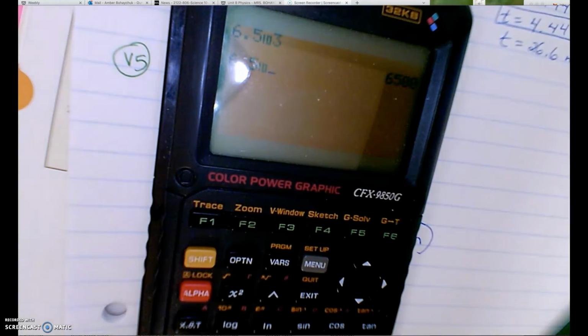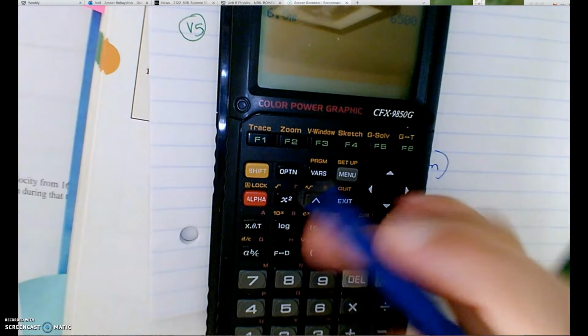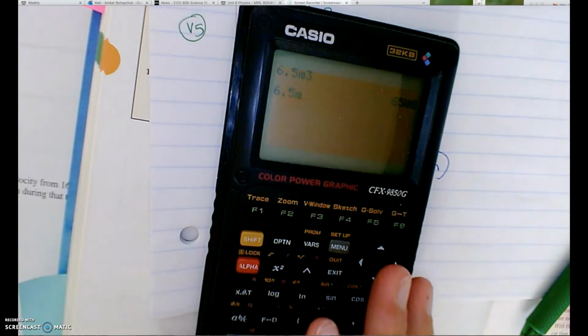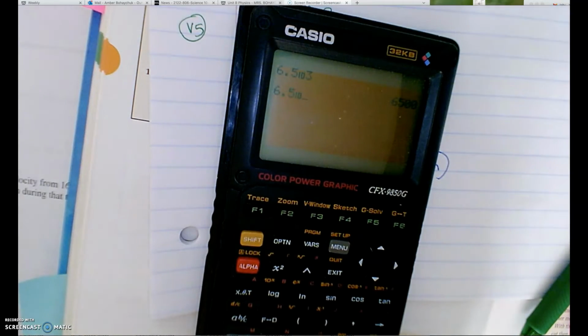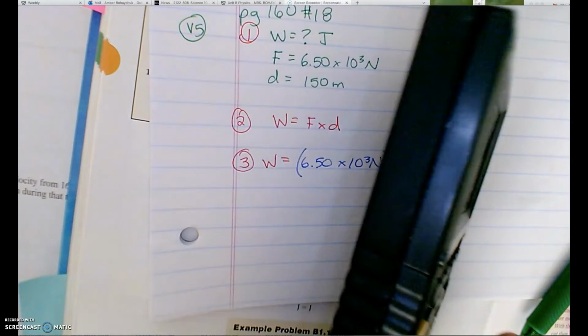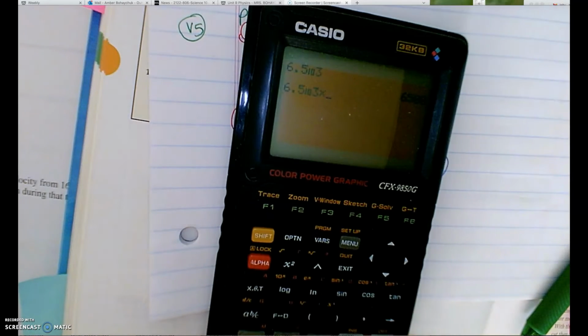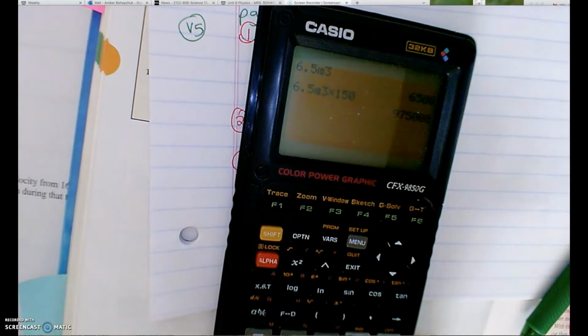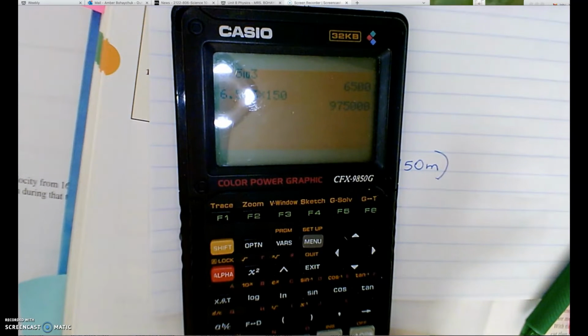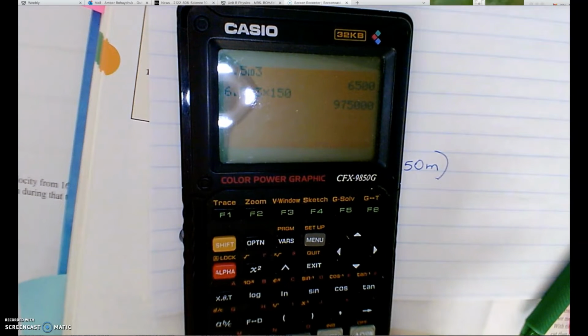Okay, I'm pushing my shift 10 to the what button, my exponents, trying to make it so you can see. Times, what was it? 150. Sometimes they actually put it in exponents for you, sometimes they don't.